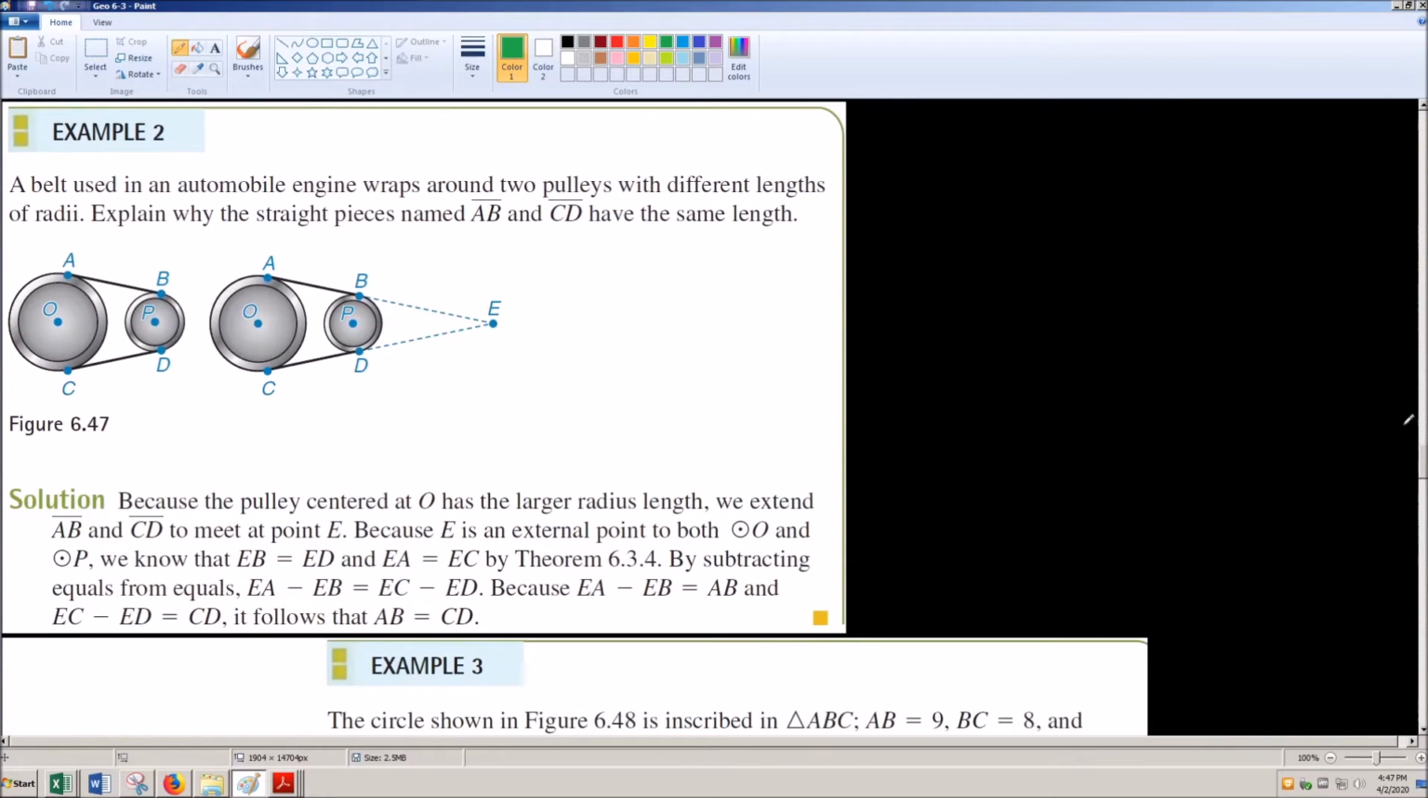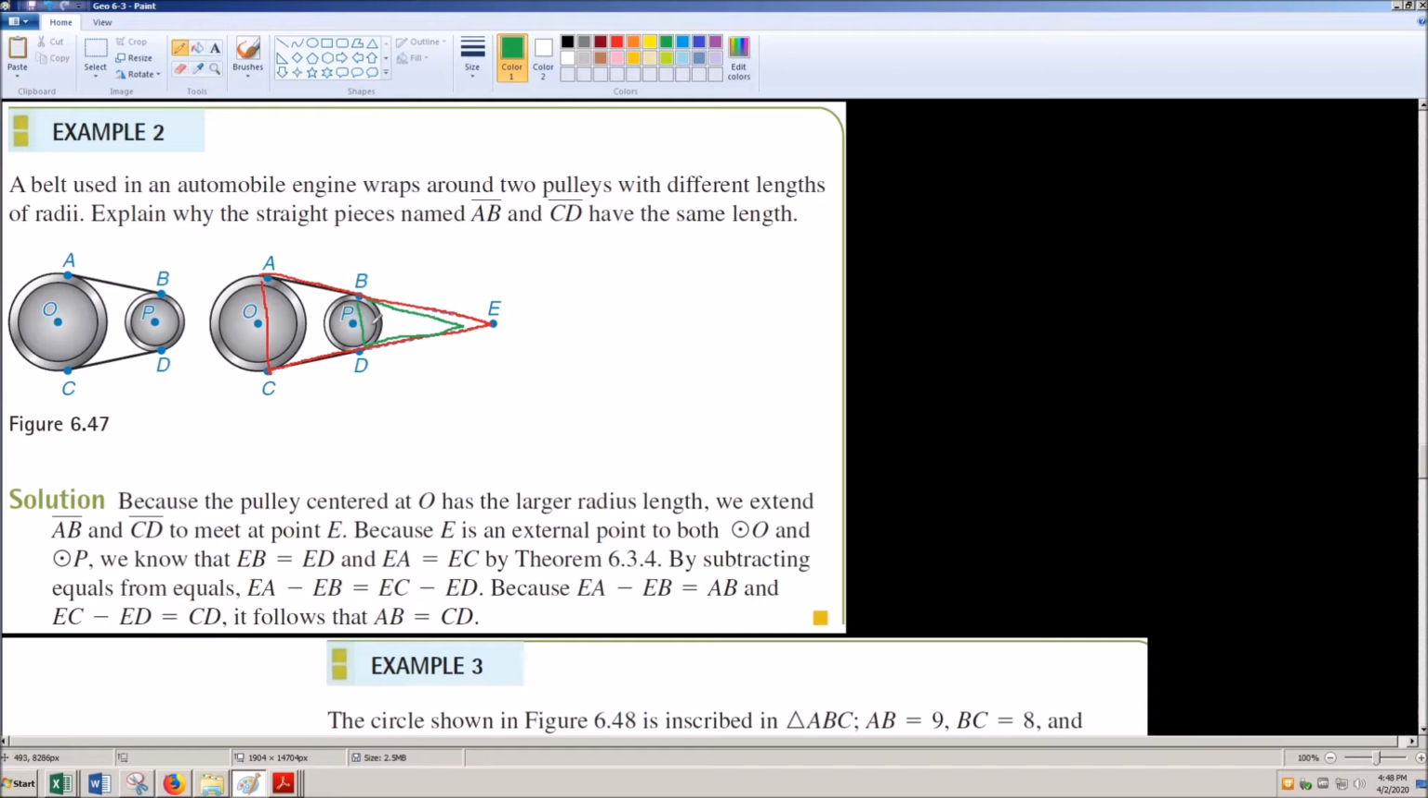So now we look at actually applying this thing. So basically we get a couple pulleys of different lengths, and we're trying to explain why the straight pieces AB and CD are the same. Why are they equal? So when we're looking at this thing, I would say we probably want to think about it as I have a big red triangle like this, and then I have a small green triangle like this.